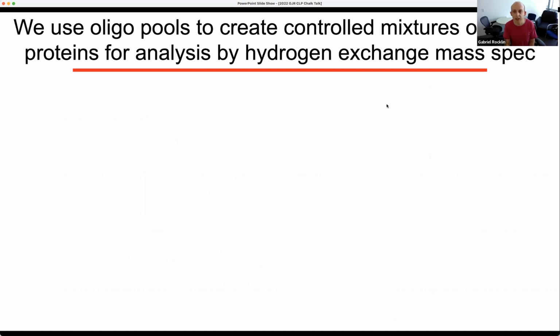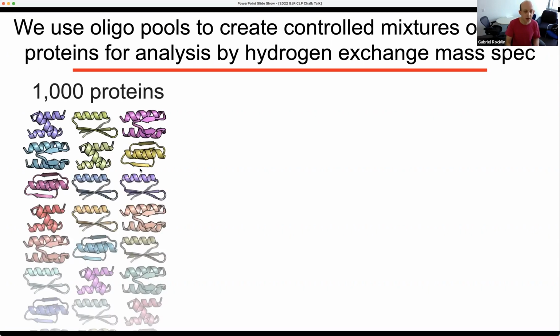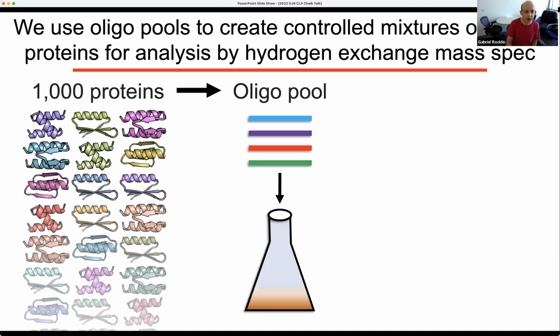So the approach that we're using, once again, uses oligo pools, except instead of attaching the protein to the DNA and then reading out the DNA, we're just using the oligo pools to make mixtures of soluble proteins. So we assemble a library of a bunch of domains that we want to measure, and then we encode all those sequences in oligos, and then we take all of those oligos, put them into a vector, transform them into E. coli, and grow it all in the same culture.